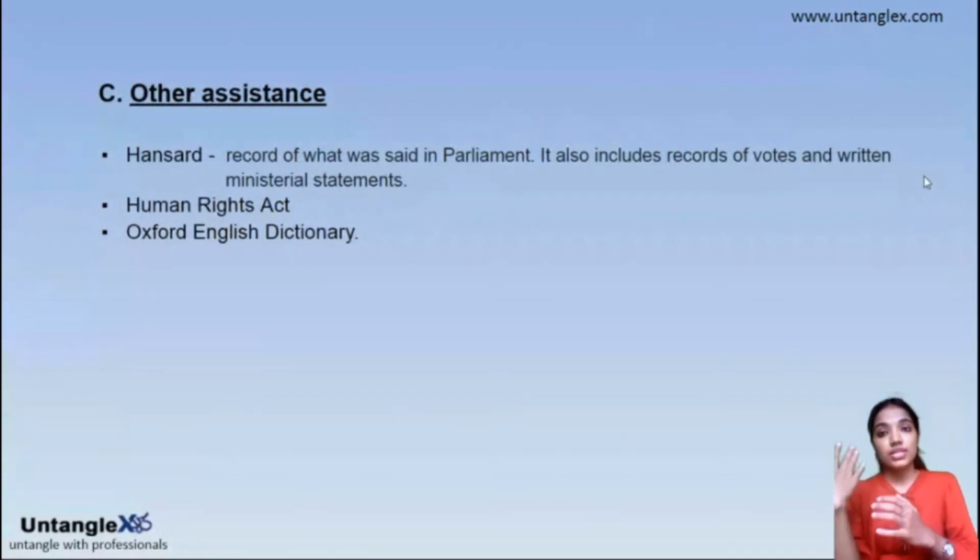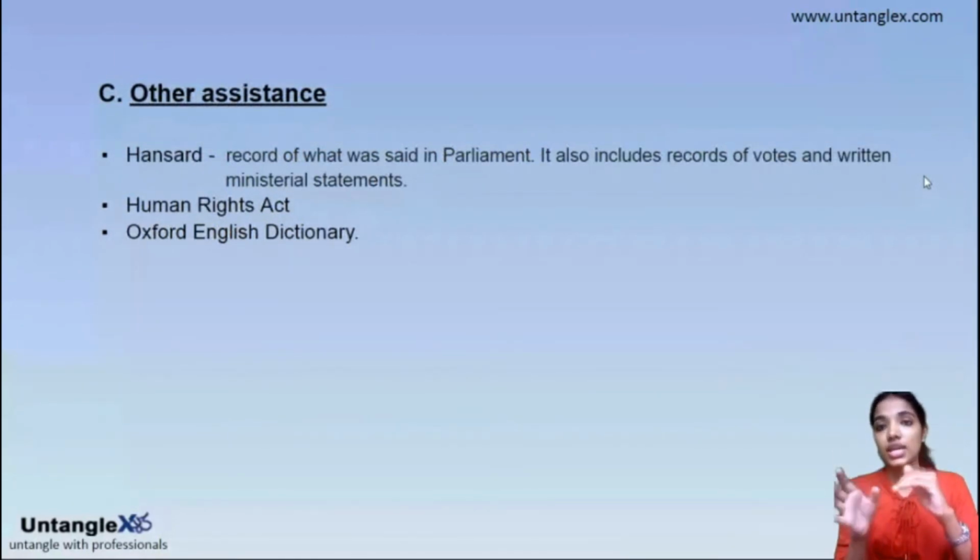Then we have other aids. One is Hansard. Hansard means that when this act or bill was being processed in Parliament, the recordings at that Parliament, the votes, and the statements of the ministers will all be considered. Only then can we come to a conclusion on the statute law. The other ones are the Human Rights Act and the Oxford English Dictionary. Oxford English Dictionary, you know, gives the literal meaning. Then the Human Rights Act, I will let you know in the next session.